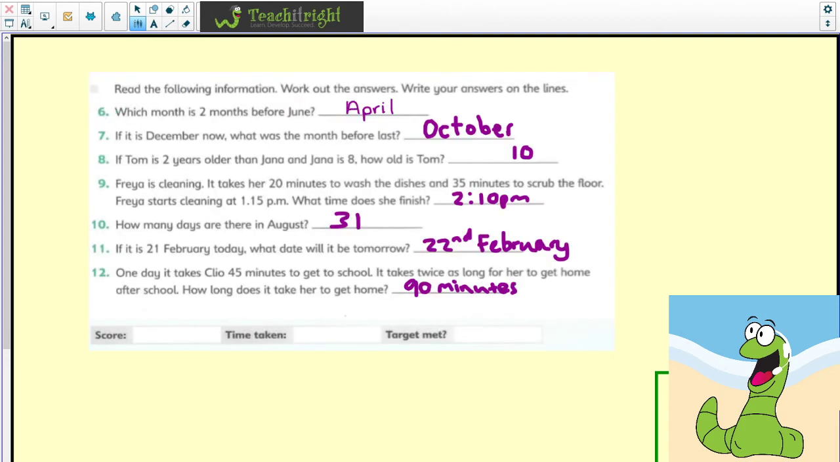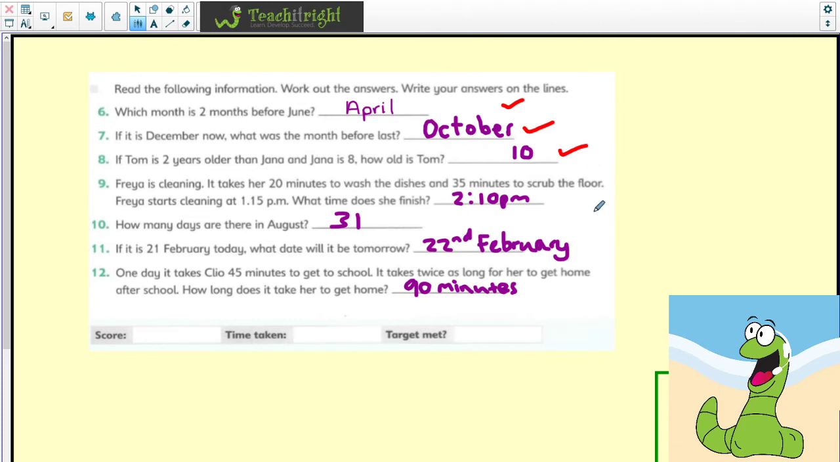So question 6, which month is 2 months before June? Well, it's April. If it is December now, what was the month before last? Well, of course, it was October. So again, check these through. If Tom is 2 years older than Jana, and Jana is 8, how old is Tom? Well, he's 2 years older than 8, so he's 10.